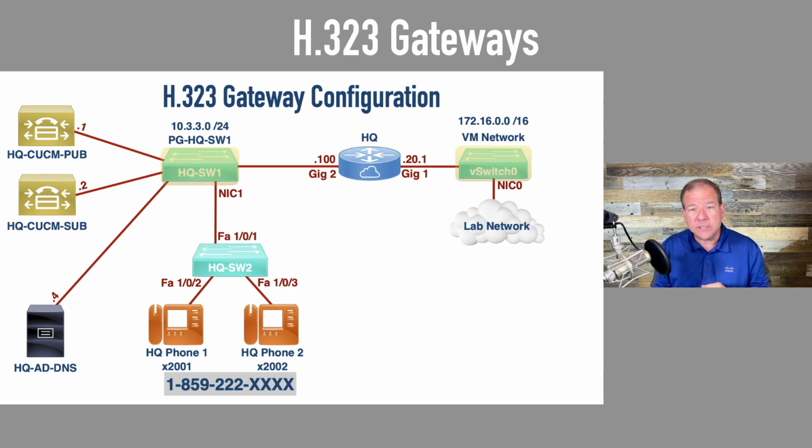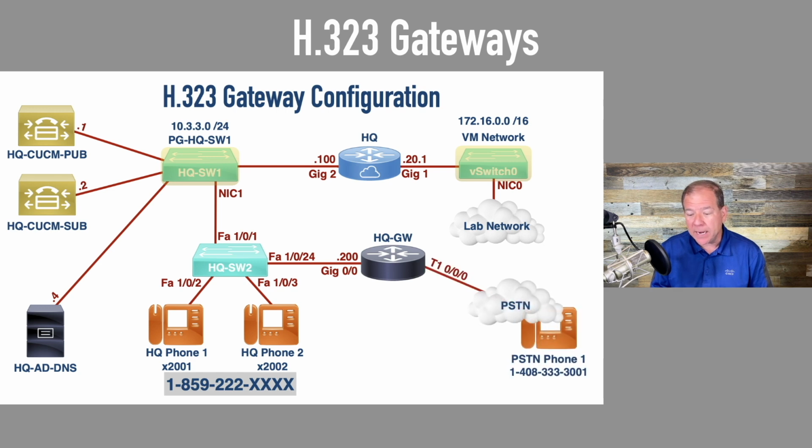So we're going to say that the phones at the HQ site belong to the 859 area code, and we're going to pretend that the office code is 222, and they use the last 4 digits for internal dialing. So we're going to have HQ phone 1 at 2001, HQ phone 2 at 2002, and we want to get out to the PSTN, and we're going to do that through a router, a 2900 series Cisco IOS router called HQ-GW for the HQ gateway. And it's going to use a T1 circuit to get us out to the PSTN.